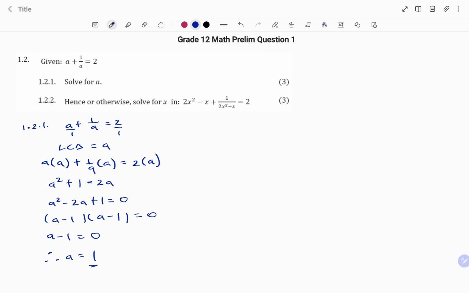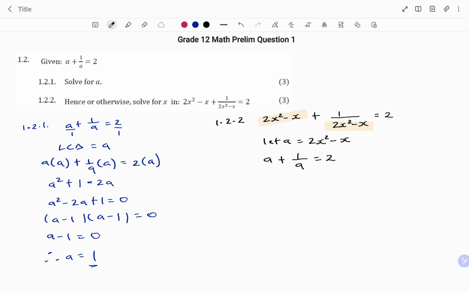For the second part of the question, I have 2x squared minus x plus 1 over 2x squared minus x, that's equals to 2. I'm going to let my a equals 2x squared minus x. I'm doing that because I can see that I have 2x squared minus x common, and therefore to simplify my equation, I'm going to make 2x squared minus x equals to a, such that if I replace that in the equation, I have a plus 1 over a is equal to 2.